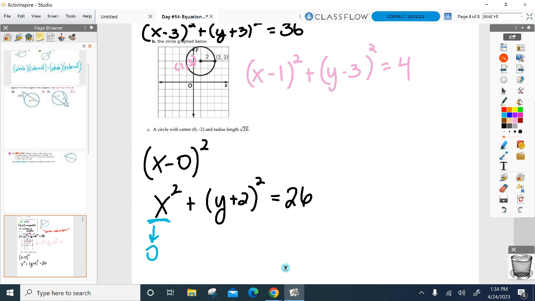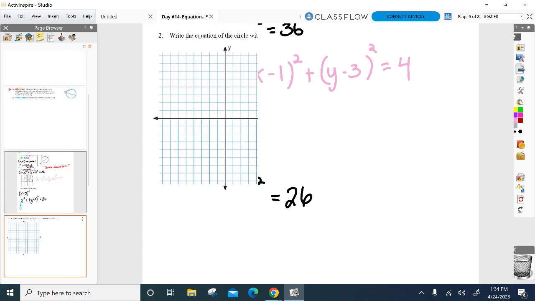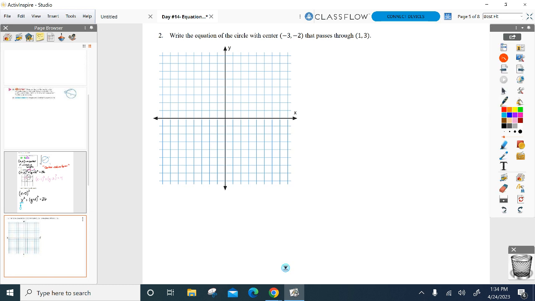Oh, this is easy. Okay, we'll see on this one. I've got a center at negative 3, negative 2, but I don't give you the radius this time. I give you where the circle goes through. So let's get a little visual here. Negative 3, negative 2, there's my center. And I know the circle goes through over 1, up 3.